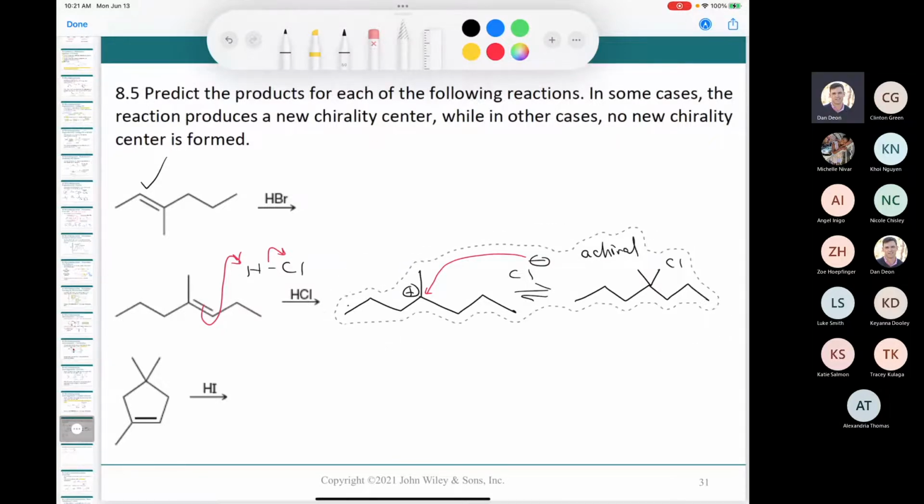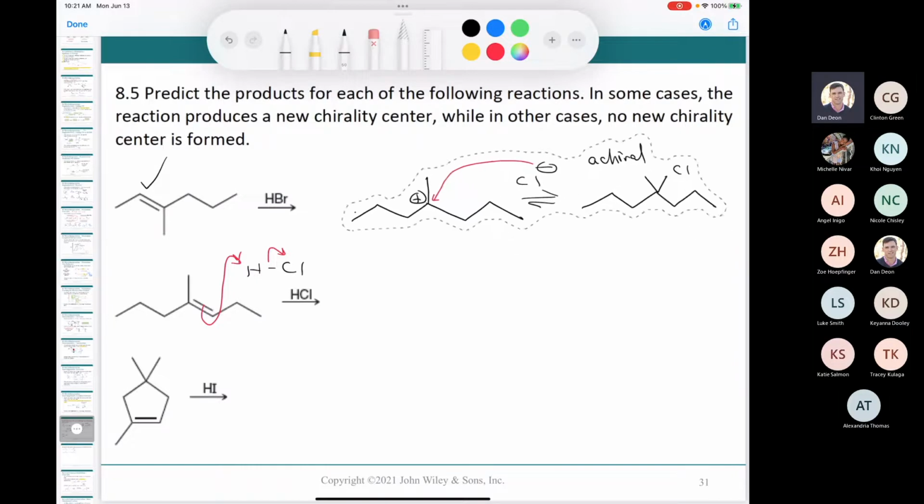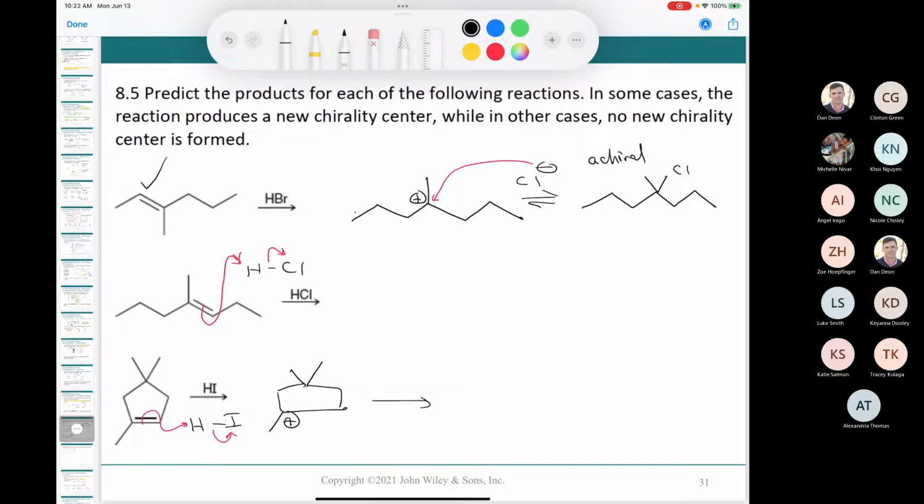So the next one, we're adding HI across the double bond. So let's see, same thing, Markovnikov addition. The rich are getting richer. So we're going to have the hydrogen being added to this carbon, and we're going to end up with this carbocation here, which is tertiary. It's not going to undergo rearrangement. However, we are going to produce a chiral center after the nucleophile attacks. I should have put this in brackets since it's an intermediate.